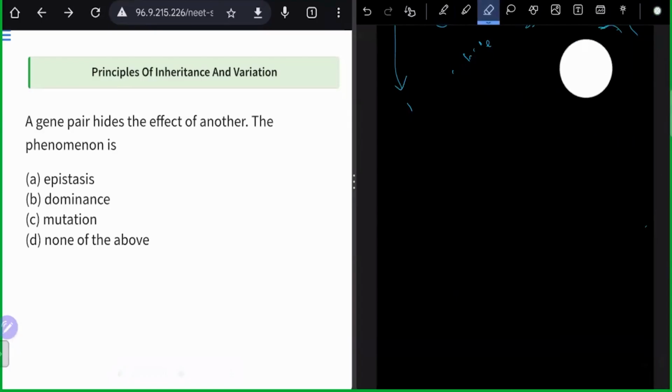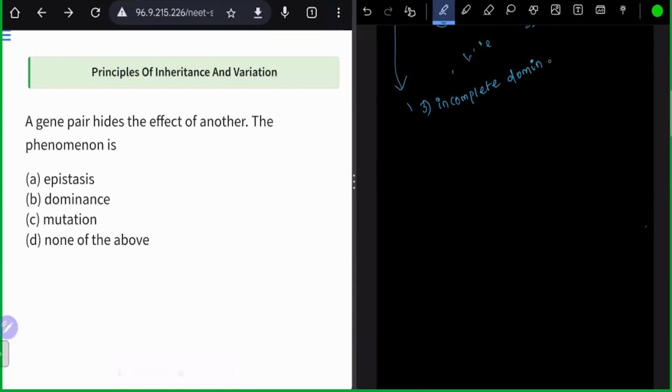What is the third effect? The third effect is incomplete dominance. Here the basic units are alleles, not gene pairs. If the basic units are alleles, then three effects are there. The first one is the dominant recessive effect, the second is the codominance effect, and the third is the incomplete dominance effect. In incomplete dominance, the resulting trait is a blend of both alleles. Then we'll see.